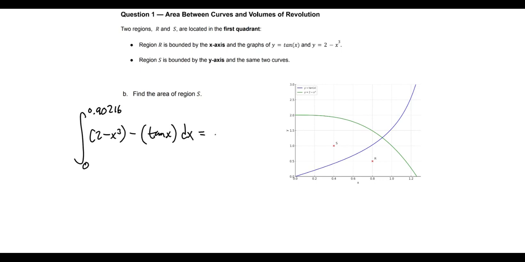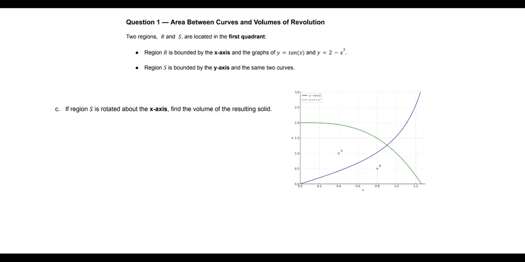And then we're going to plug this into our calculator and see what we get. Looks like you get 1.161, and that's our answer. Part C says, if region S is rotated about the x-axis, find the volume of the resulting solid. So what we're going to do here is draw a little arrow to indicate that we're going to be rotating about the x-axis.